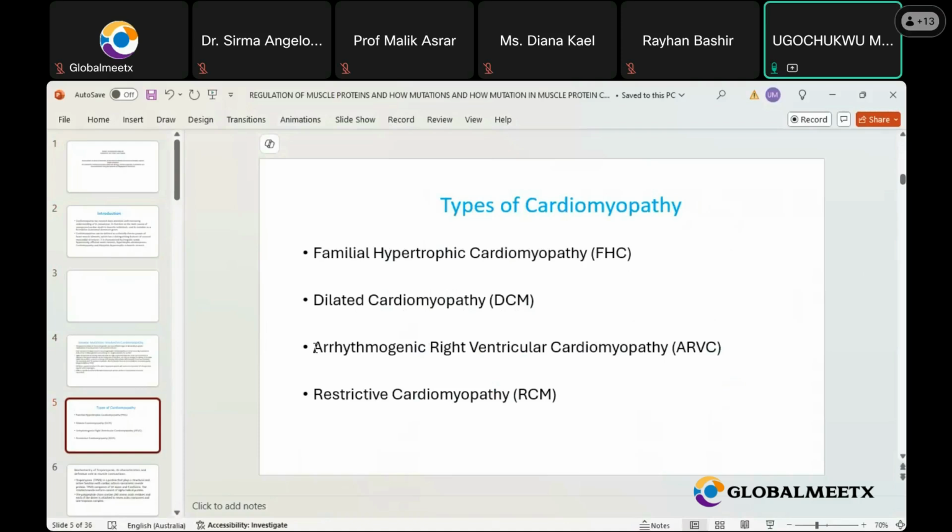Arrhythmogenic right ventricular cardiomyopathy. This occurs as a result of gene mutation on the protein tropomyosin, and it occurs in families with autosomal dominant inheritance. The abnormal proteins that cause such mutations are desmosomal proteins, plakophilin 2, and plakoglobin proteins.